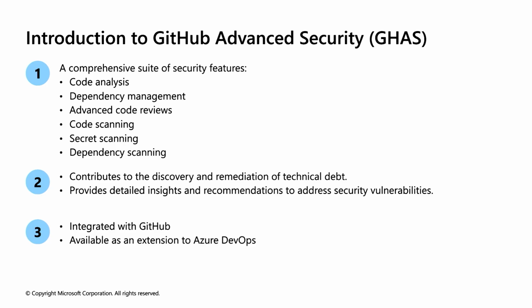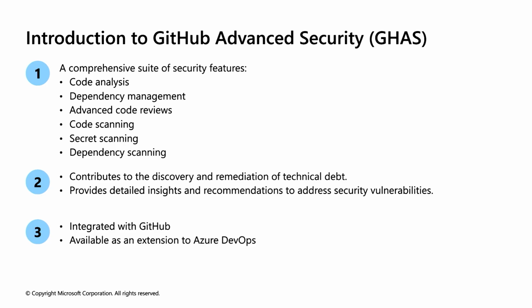GitHub Advanced Security integrates seamlessly with GitHub and is also available as an extension for Azure DevOps, making it easy to add robust security checks to your existing workflows. Another benefit of GitHub Advanced Security is its ability to automate security and quality checks so teams can focus on building great software without worrying about hidden issues.